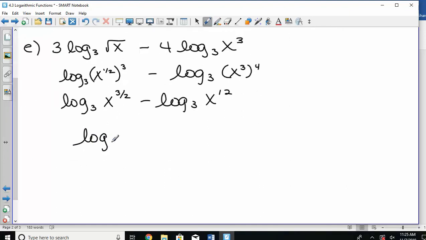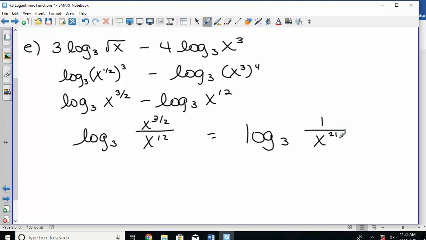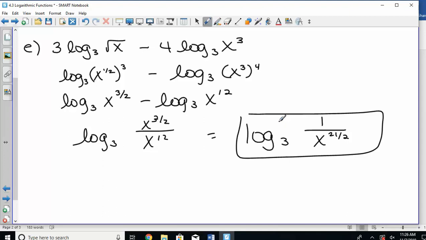So then the subtraction turns into division. You write the log base 3 one time out in front. You have x to the 3/2 over x to the 12th. What do we do with those exponents? Subtract. We have more on the top or bottom? Bottom. So you get 1 over x to the 21/2. Did I get you with having to multiply your exponents? Do we need more problems like that?